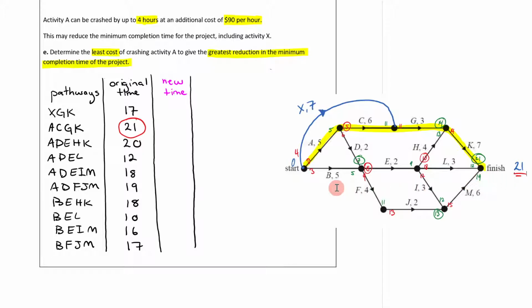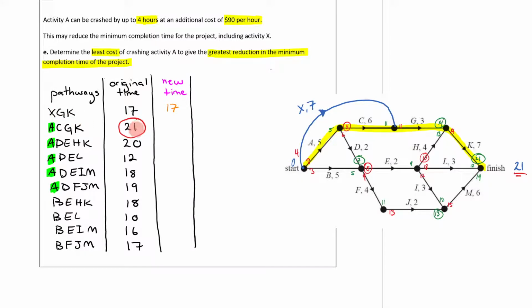So what we can do now is apply the maximum reduction to each of these paths. So that is reducing activity A by 4 hours. So let's figure out where activity A is. Activity A is in this pathway, this pathway, this pathway, this pathway, this pathway. So let's reduce all of those by 4 hours. But I'm actually going to rewrite all of the new times. So for instance, 17 doesn't change. 17 stays as 17 because there's no A in that pathway to reduce it.